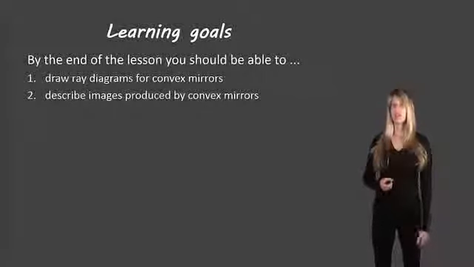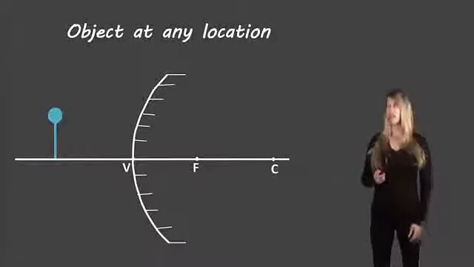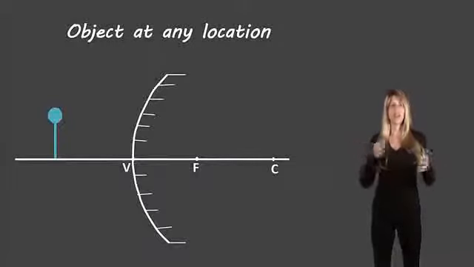So let's take a look at our learning goals. You should be able to draw ray diagrams for convex mirrors, and you should be able to describe images produced by convex mirrors. Now, unlike the concave mirrors, there's only one location that the image will be located in. So it will be on the side of the mirror, and it won't be anywhere located between F and C or between V and F or at F or any of those locations.